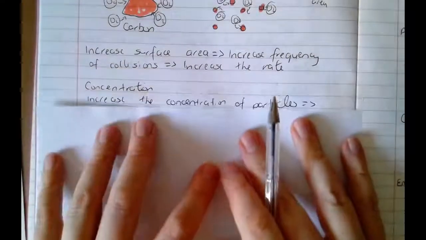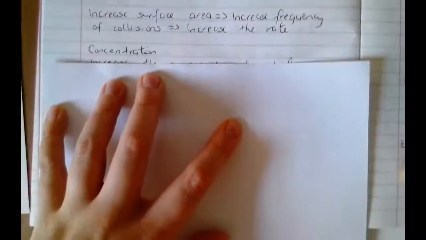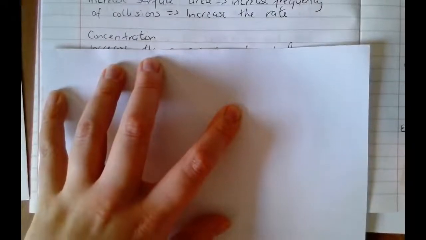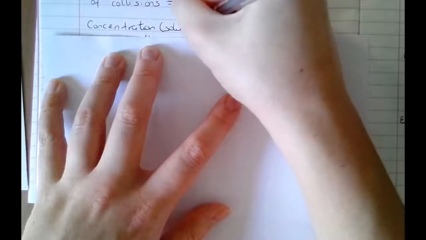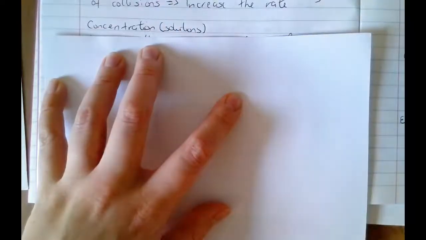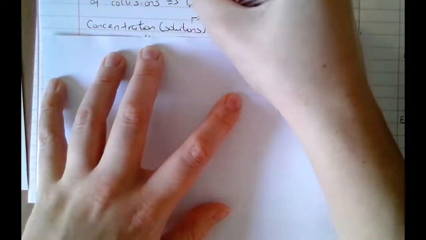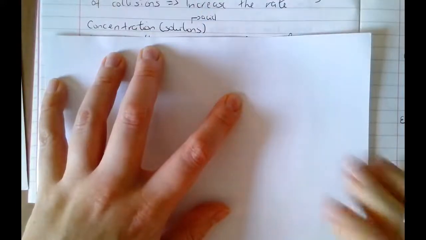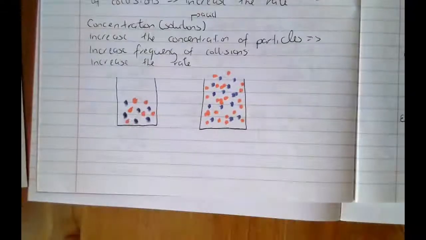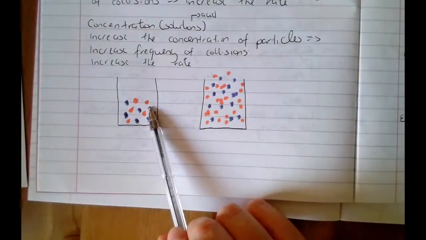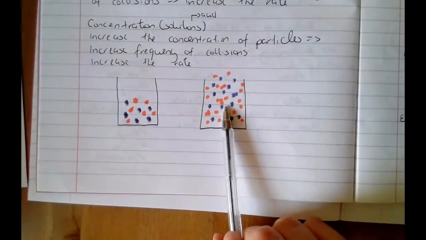Another thing that you can do is change the concentration. So when I'm talking about concentration, I am typically talking about solutions. So with surface area, I was looking at solids. With concentration, I'm talking about solutions. For an example, an acid would be in solution. And if we look at the two drawings that I have below, the drawing on the left has a lot less particles than the drawing on the right.